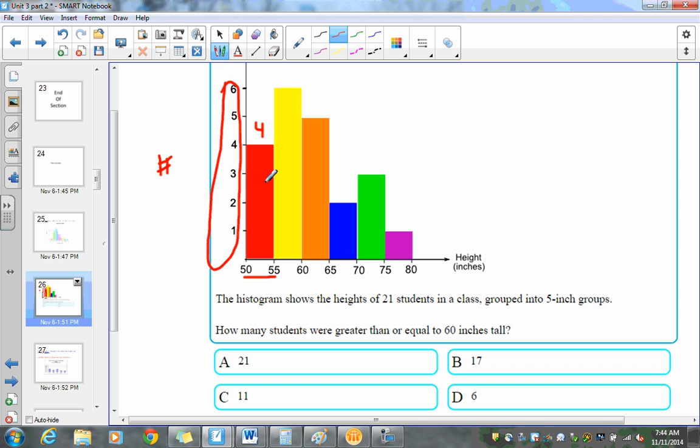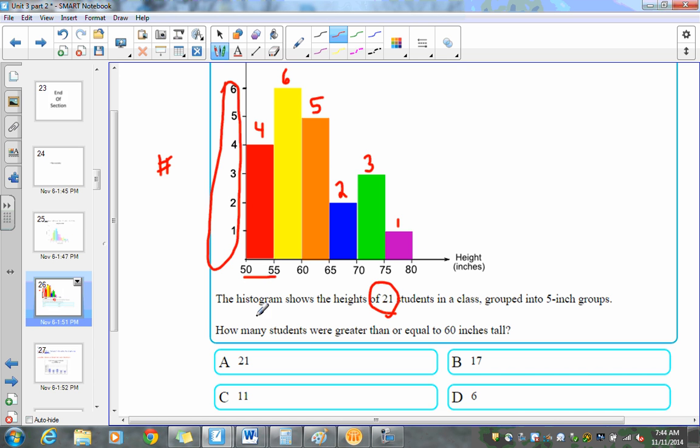Okay. The next one, how many are in the 55 to 60? That would be 6, because that's where the bar, so to speak, goes all the way up to 6. And hopefully by now you can pretty much figure out how I'm doing this. This is 2, this is 3, and this is 1. See how the 21 students has been distributed throughout the graph.